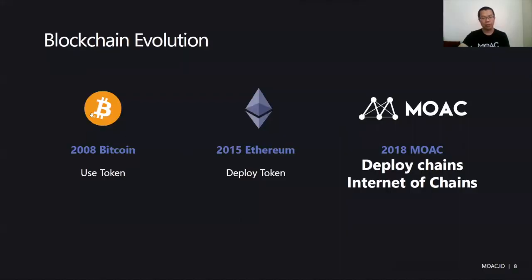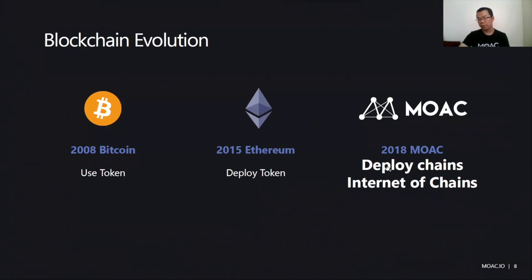Okay, so when we look back, in 2008 Bitcoin was first introduced so that everybody can use tokens without a middleman. We'll get rid of the bank. And when Ethereum was introduced, it was so easy to deploy a token. Everyone can deploy a token by just implementing an ERC20 smart contract.